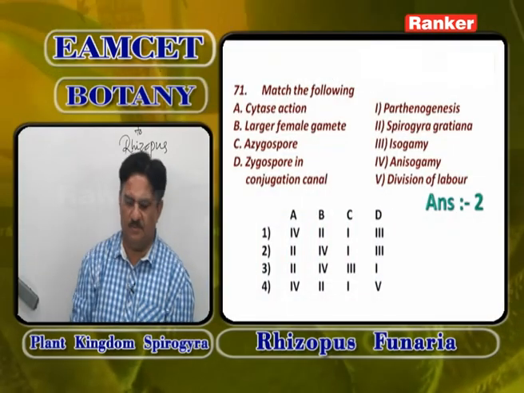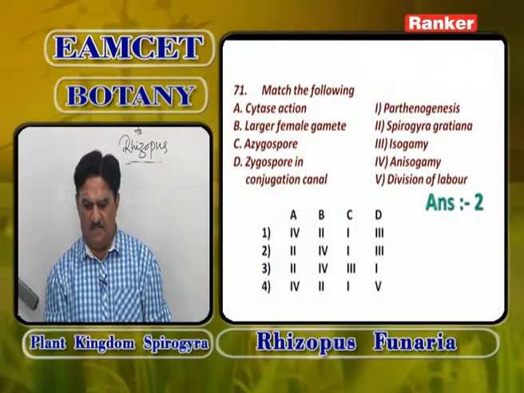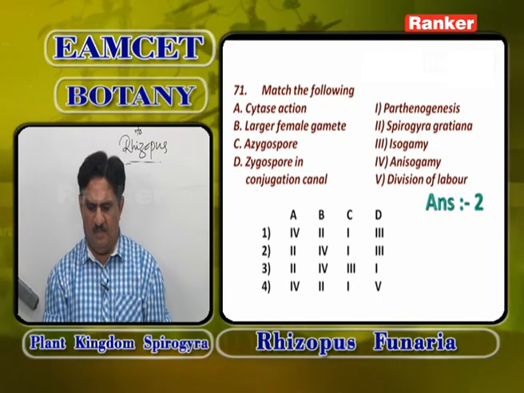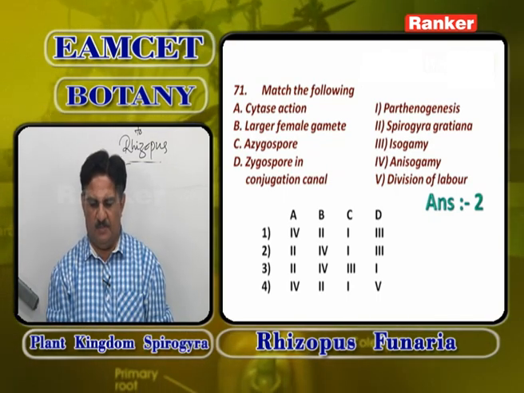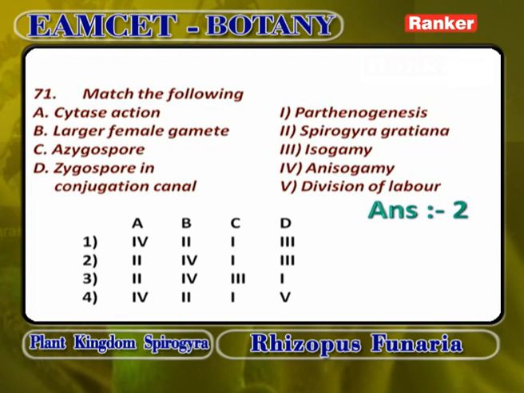So, for cytase action the answer is 2, Spirogyra graciana. Larger female gamete: 4, anisogamy. Azygospore: parthenogenesis, 1. Zygospore in conjugation canal: isogamy.